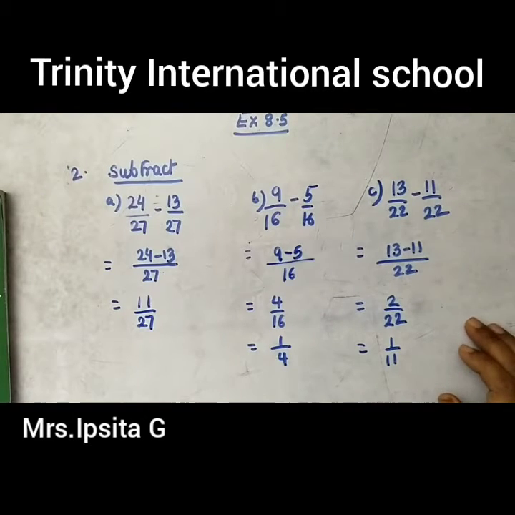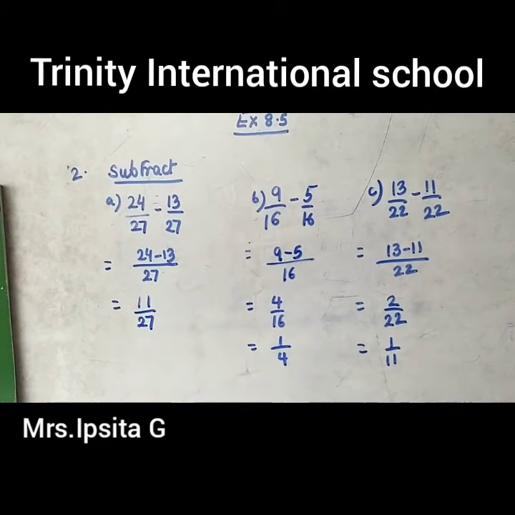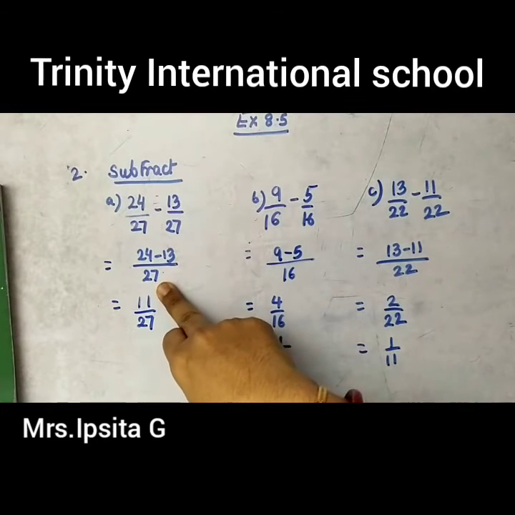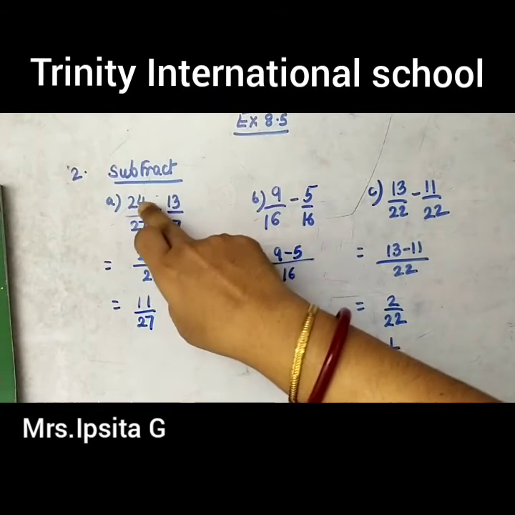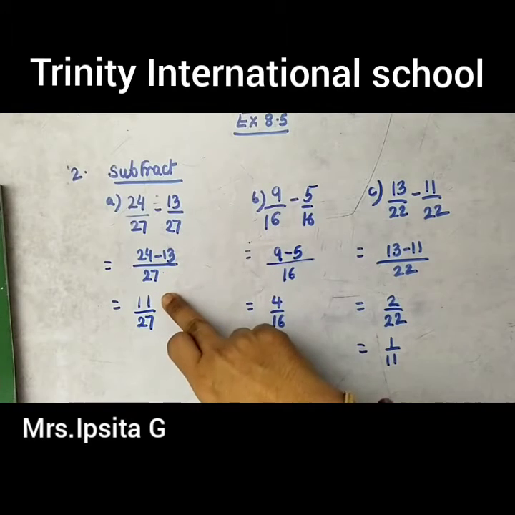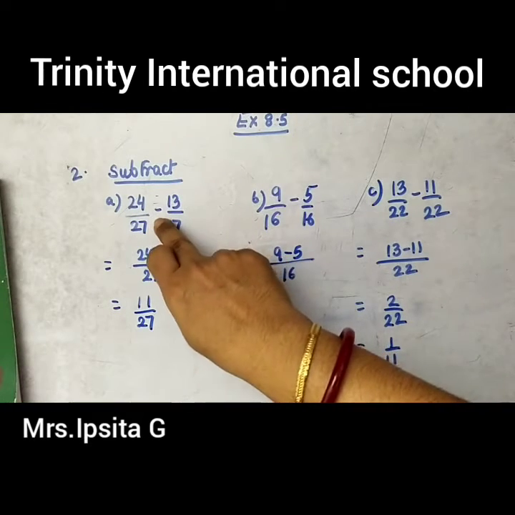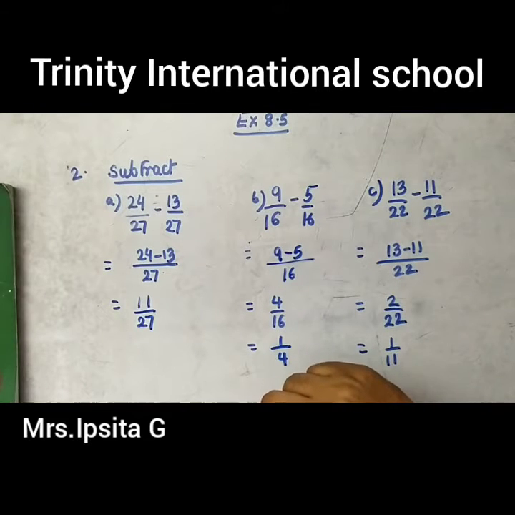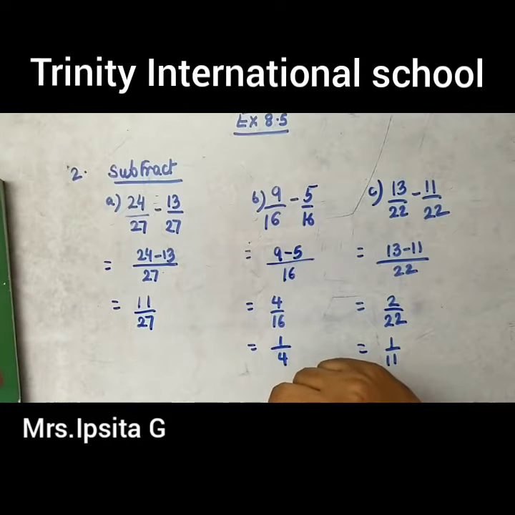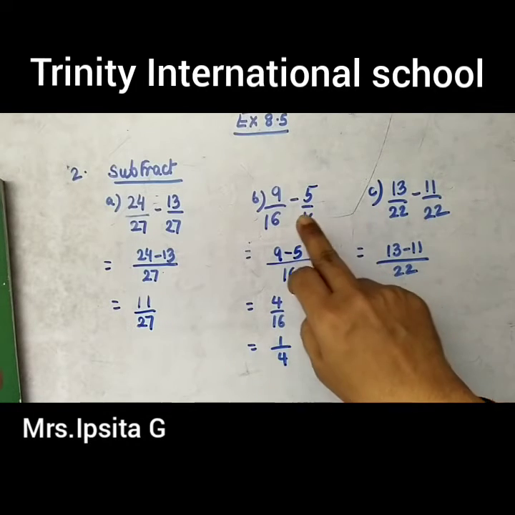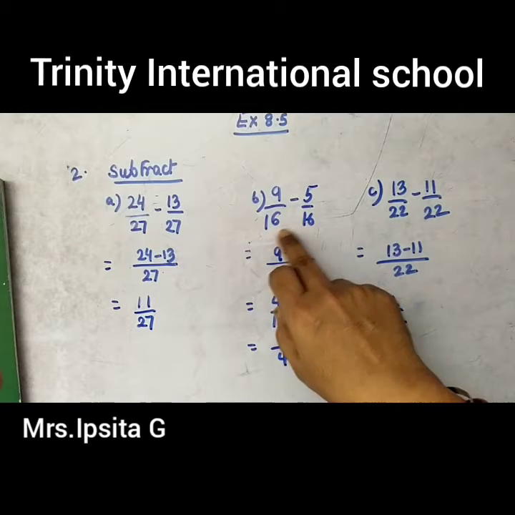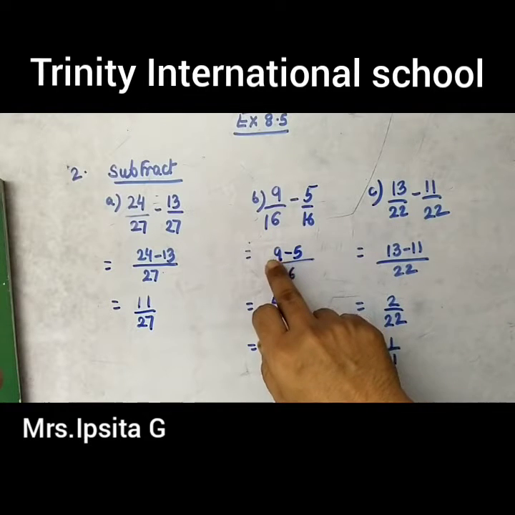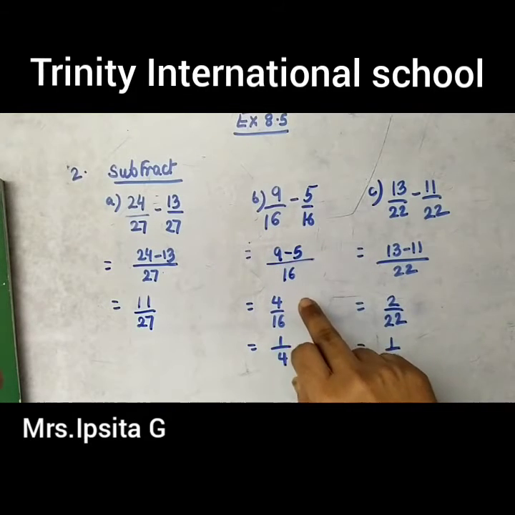Now see students, I did 3 questions for you. So first is A. You can see that again the denominator is same. That is why I have taken here common denominator. And then 24 minus 13 will give you 11. यहाँ पे माइनस क्यों है, क्योंकि ये सब्ट्रैक्शन का प्रॉब्लम्स है, इसीलिए हमने माइनस साइन रखा है, और हमें सब्ट्रैक्ट करना है. ठीक है, अब देखिए यहाँ पर सेम वे 16 is common denominator. So 9 minus 5 will give you 4.